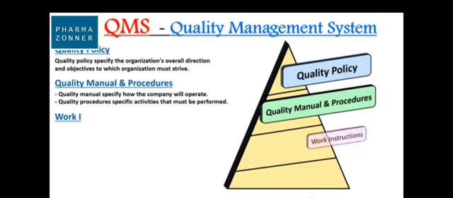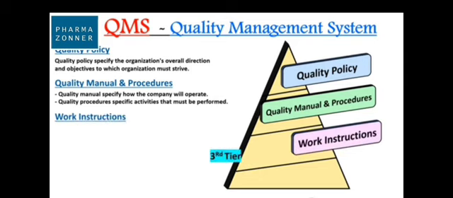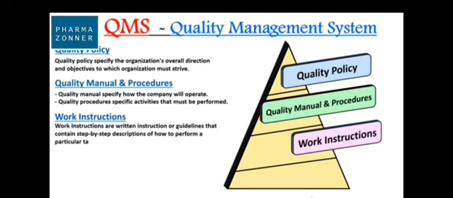The third tier is work instructions. Work instructions are written instructions or guidelines that contain a step-by-step description of how to perform a particular task. They are also called how-to instructions. These instructions should be used in conjunction with other tools such as manuals, procedures, and records.